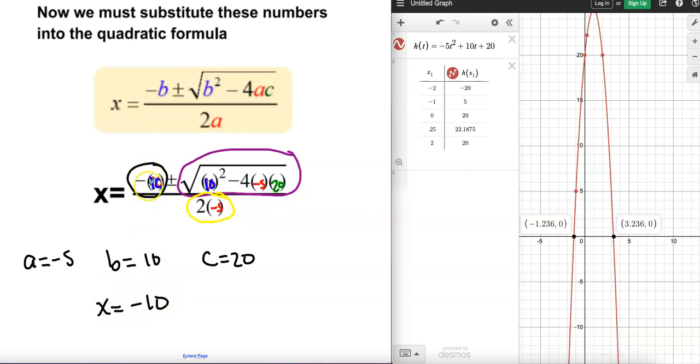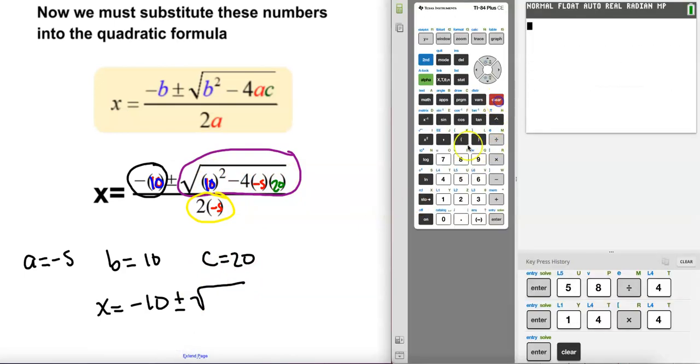So the first section that we simplify says that x is equal to -10. I just wrote a -10 because it says minus a 10, and that's like saying -1 times 10. And then I put the plus and minus sign down, and then I'm going to draw my square root. Now I need to take all of this stuff that's under the square root and plug it into my calculator.